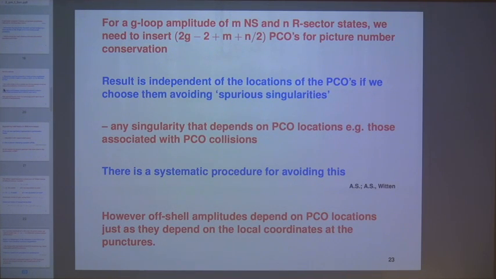And the idea is that as long as you choose the PCO locations avoiding these spurious singularities, you can show that the result is independent of where you choose the PCO locations for on-shell S-matrix elements. And it turns out that there is also a systematic procedure for avoiding collision of PCOs or avoiding any spurious singularities. So you have a completely well-defined string perturbation theory based on PCO insertions. However, when you try to define off-shell amplitudes, they depend on PCO locations, just as they depend on the local coordinates at the punctures. Okay, because off-shell vertex operators are of course not conformally invariant, nor are they BRST invariant.